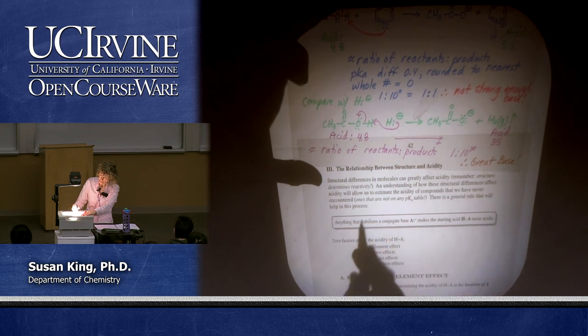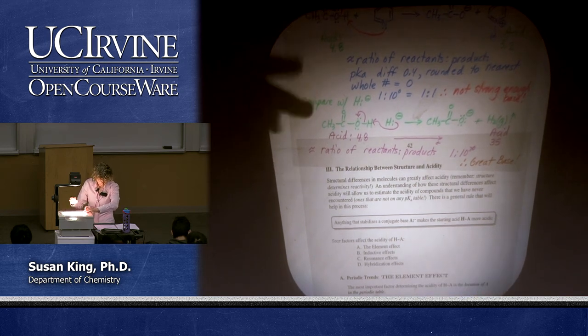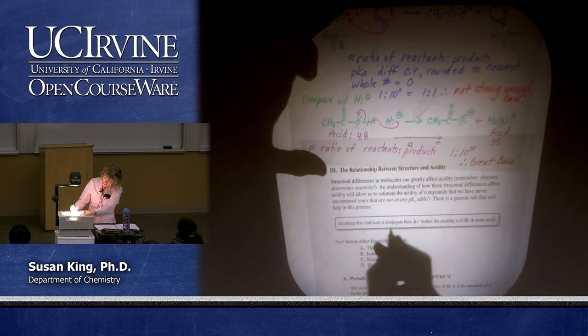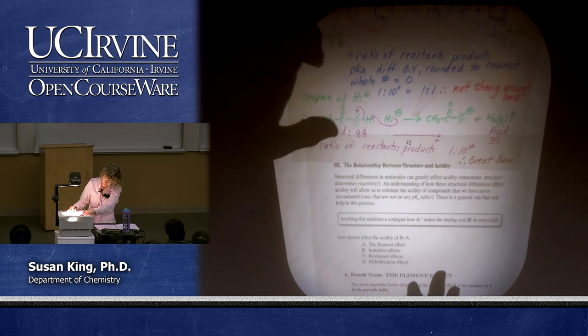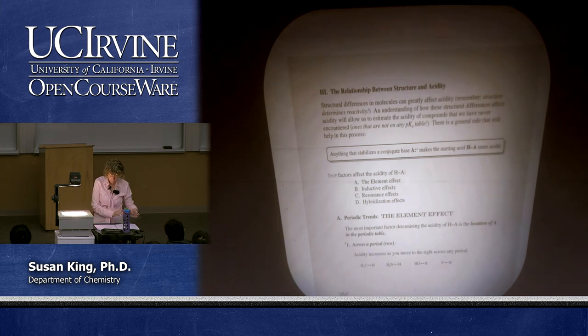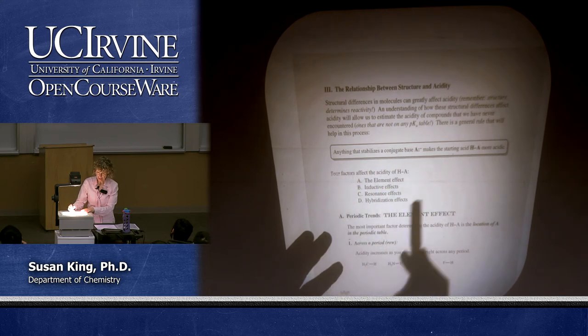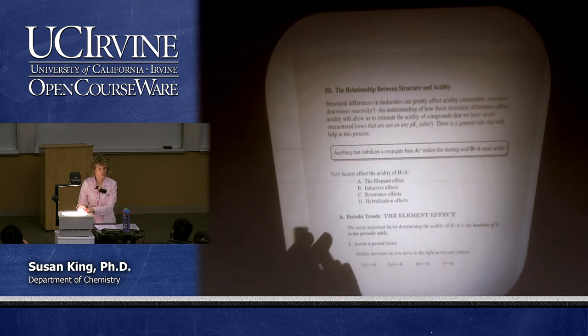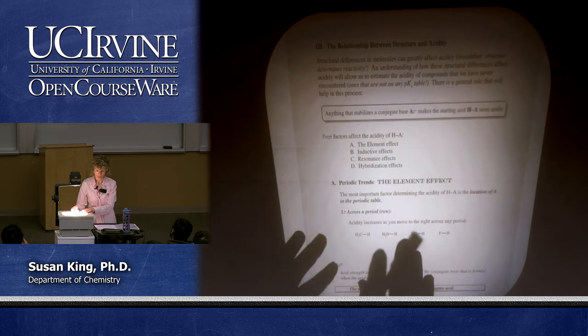So the more stable the base, the stronger the acid. Anything that stabilizes the base makes the acid more acidic. There are four factors: element effect, inductive effect, resonance effect, and hybridization effect. We're going to talk about them in this order, and then how to take these effects and figure out acidity and basicity without using a pKa table.